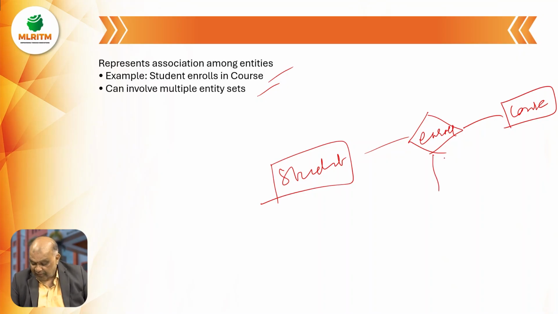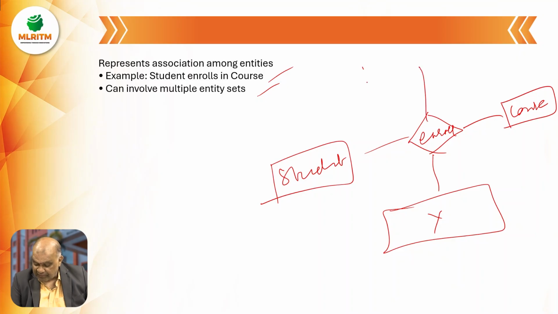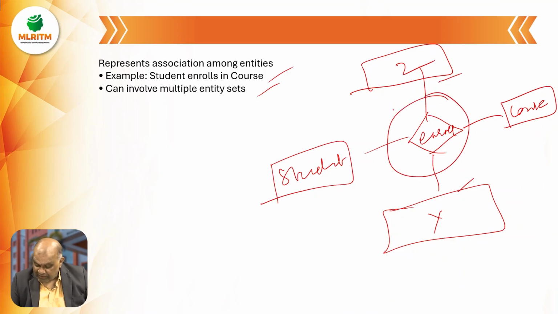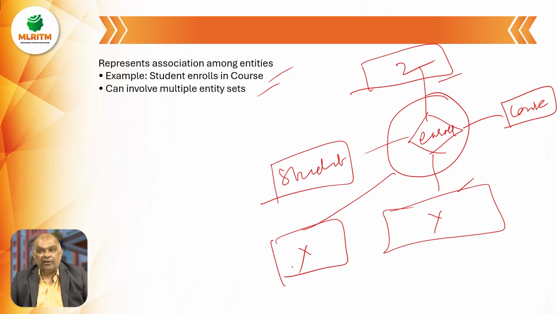Now you can see this relationship we can extend to another entity set. What is the relationship name? Enrolls. That enroll relationship can be extended to student, course, x, y, and z. We can also have x here. So the same relation we are going to extend between different entities.